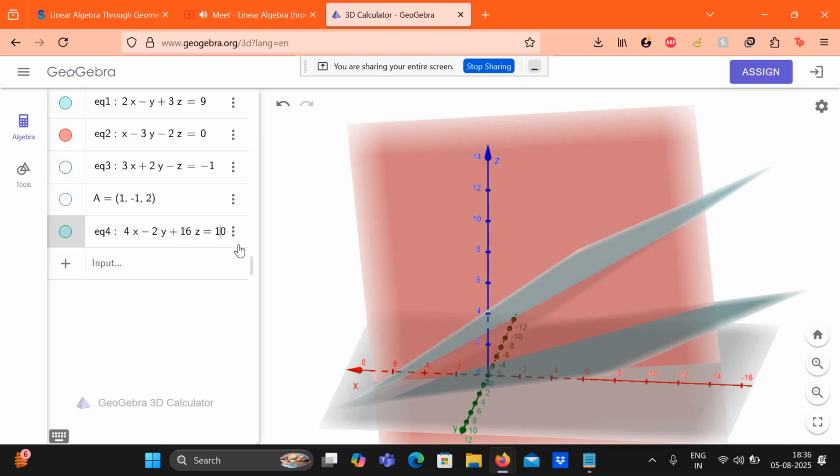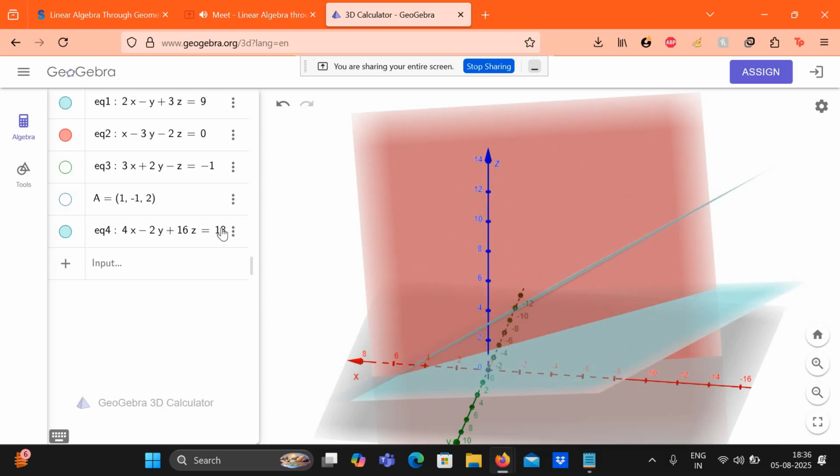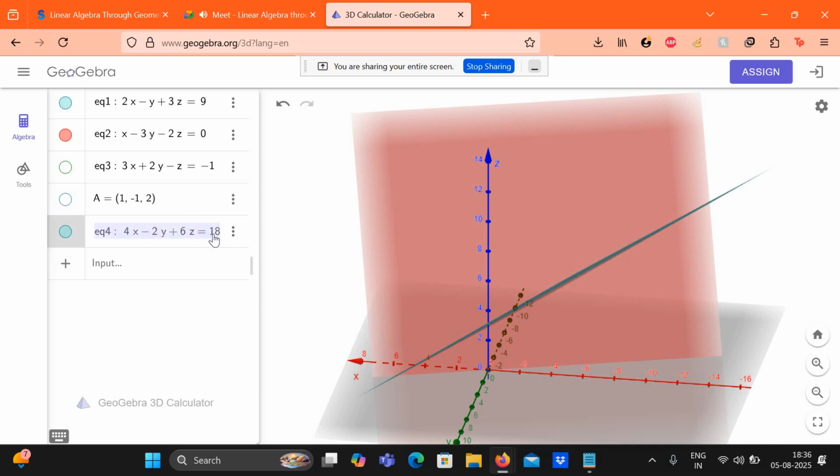In the RHS, if I put something like 18, it will not intersect. Oh, it should not be intersecting. That's what I think. Oh, it will intersect. If I put something like 16z, okay, that's the thing. But if I put 6 here, then it will not intersect, because it is basically the same line. If I change this RHS to say 20, it will not intersect, because then I get parallel lines.